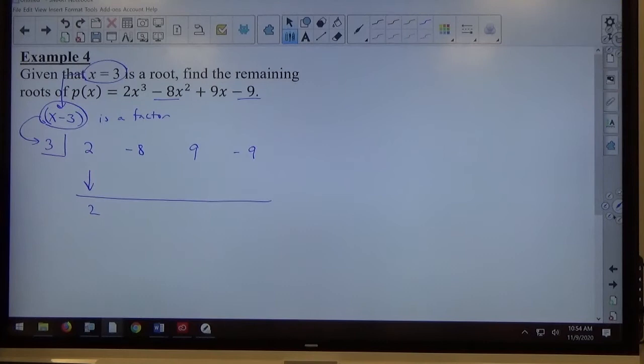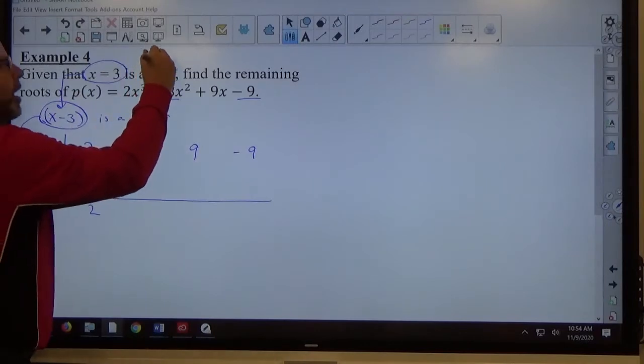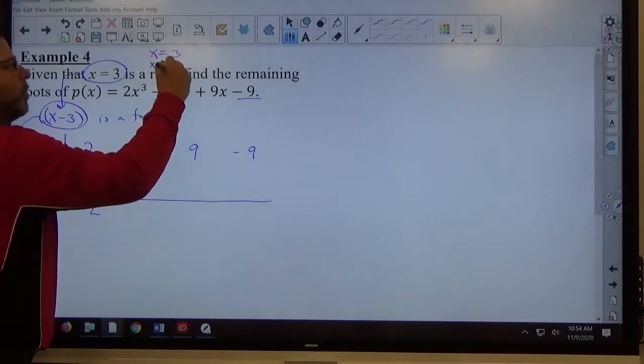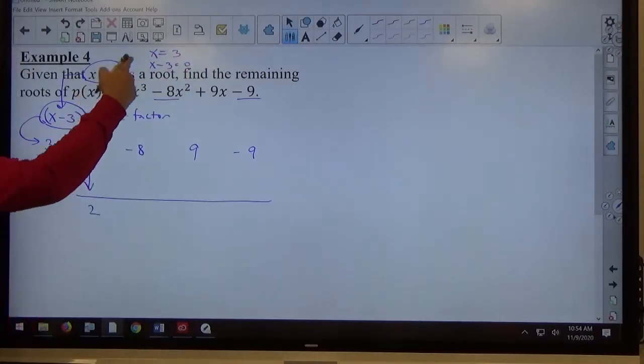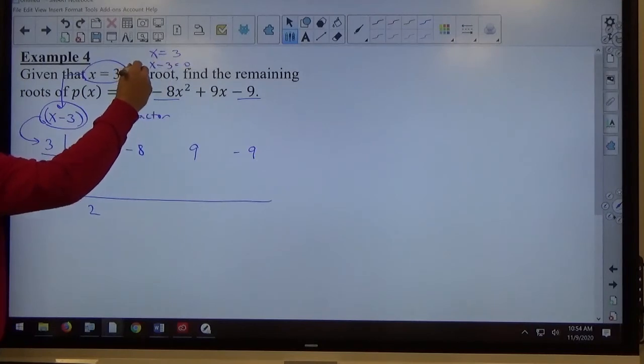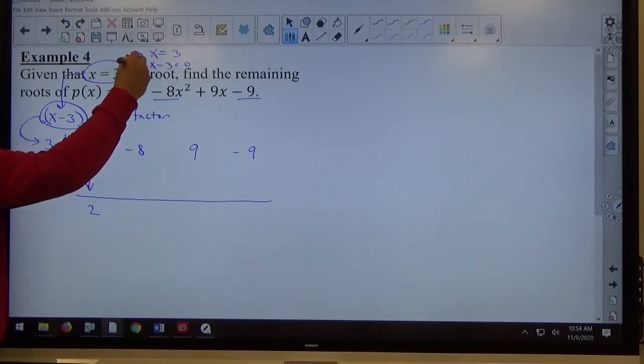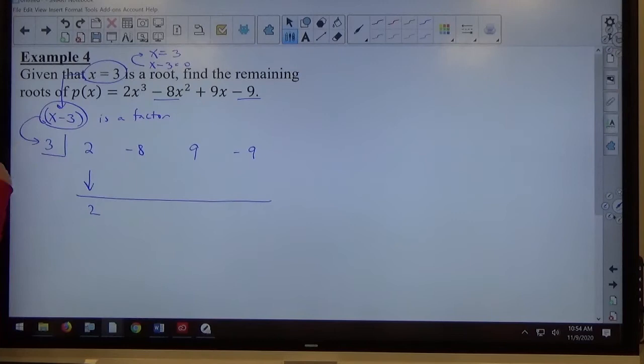I didn't know, like why is x equals 3 always negative? If x equals 3 is a root, that means x equals 3, which means x minus 3 equals 0. Right, so basically if we had this factor, we'd go to that to solve it. So if we have the solution, we go backwards to get the factor. Whatever they're giving us as a root, x minus that number is the factor. If we're dividing by x minus 3, we're going to put a positive 3 here.